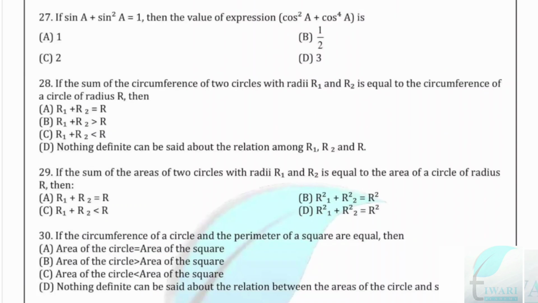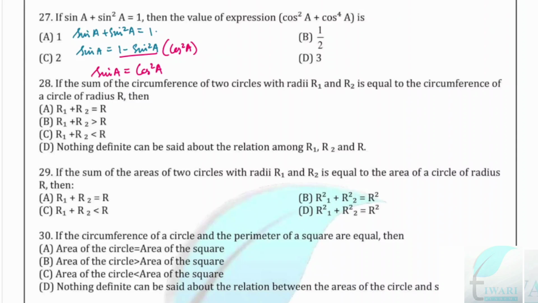Question number 27. If sine of angle A plus sine square A is equals to 1, then the value of expression cos square A plus cos raised to the power 4 A is what? So let us consider this equation first. Sine A plus sine square A equals 1. So sine A can be written as 1 minus sine square A. But we know that 1 minus sine square A is equals to cos square A. So sine A is equals to cos square A.